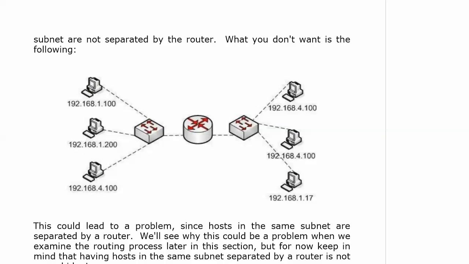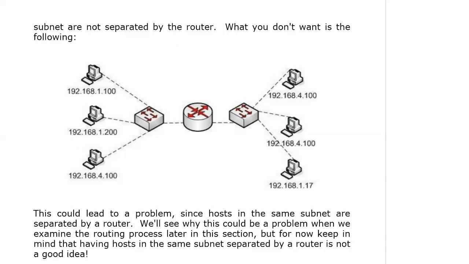Now, what you don't want is something like this. And you'll notice we've got hosts on 192.168.1.0, that network. We've got one here on the left, we've got one here on the left, and we've got one here on the right. And for the other subnet, 192.168.4, we've got one on the left side of the router and 2 on the right side. Well, this could lead to a big problem because hosts in the same subnet are separated by a router. And we're going to revisit this later in this part of the course.